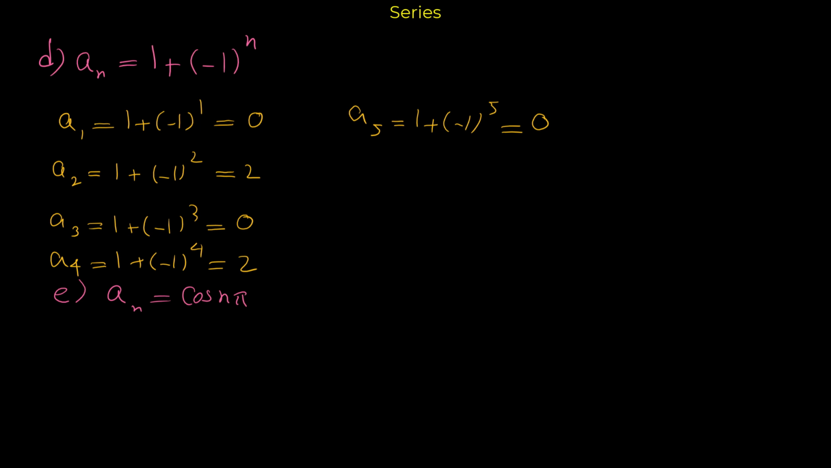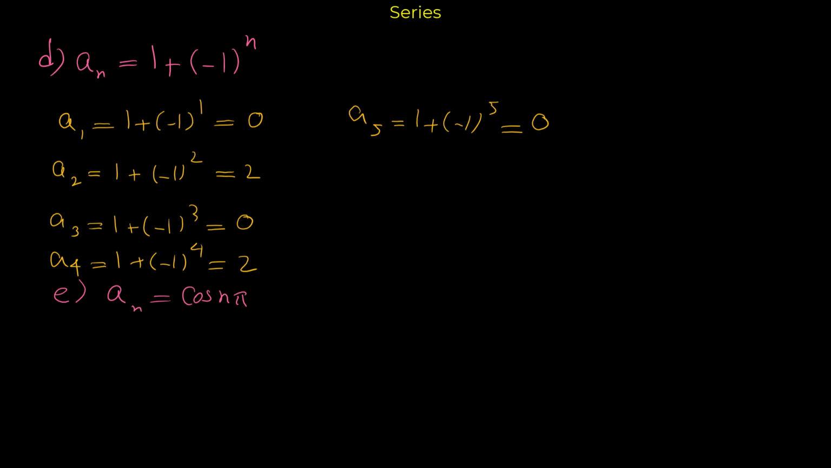So it seems that if we continue this forever, it's always 0, 2, 0, 2, 0, 2, 0, 2. So is it convergent or divergent? Does it approach a fixed number? If it approaches a fixed number, what is that number?